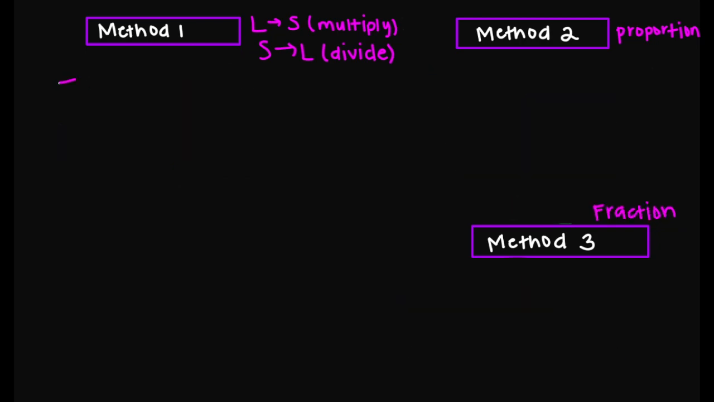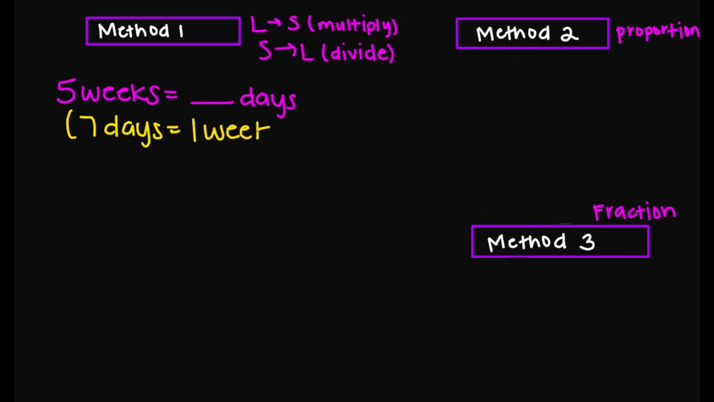So let's look at this example. Let's say we had 5 weeks equals how many days? The conversion factor that we're going to use to help us solve this is going to be 7 days equals 1 week. And by looking at this example here for method number 1, we are converting a larger unit to a smaller unit. So that means I need to multiply. So I am going to multiply 5 times 7 because 7 days is going to give me 1 week. So we're going to do 5 times 7. This is going to be 35. So your answer here for this example is going to be 5 weeks equals 35 days.